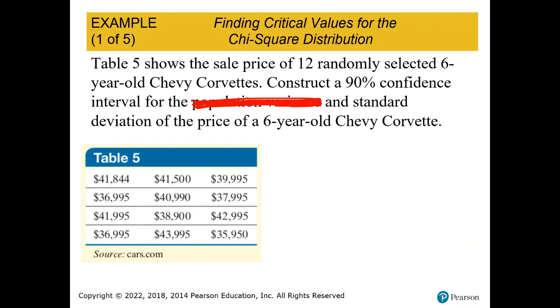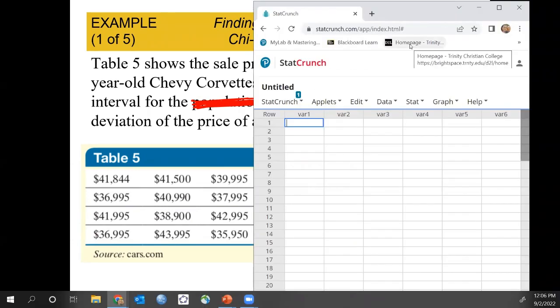If we are going to use our technology, we would then type all these values into StatCrunch. 41,844, 36,995, 41,995, 36,995, 41,500, 40,990, 38,900, 43,995, 39,995, 37,995, 42,995, and 35,950.